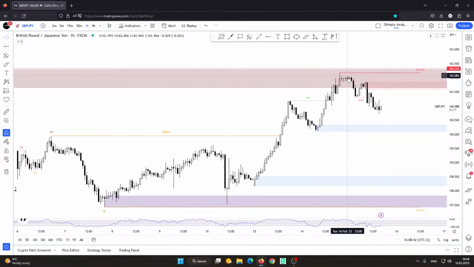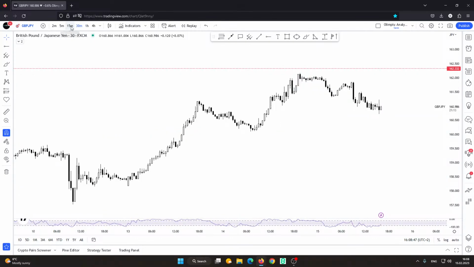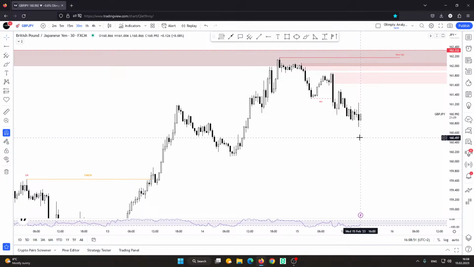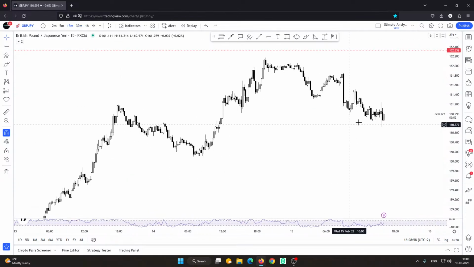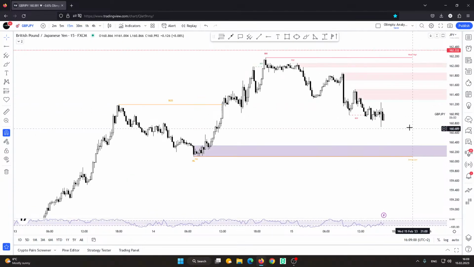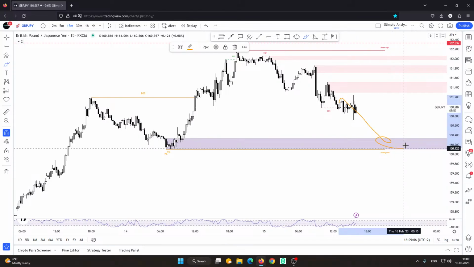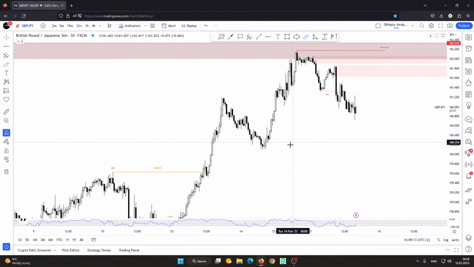So maybe a reaction, retest, but for a potential short, maybe it could be too late. Or if the price comes back higher to retest maybe this imbalance, this supply on lower time frames, maybe we could still have potential short opportunities. But if the price continues to drop and if it reaches this demand, it could rebound. This is the thing here.